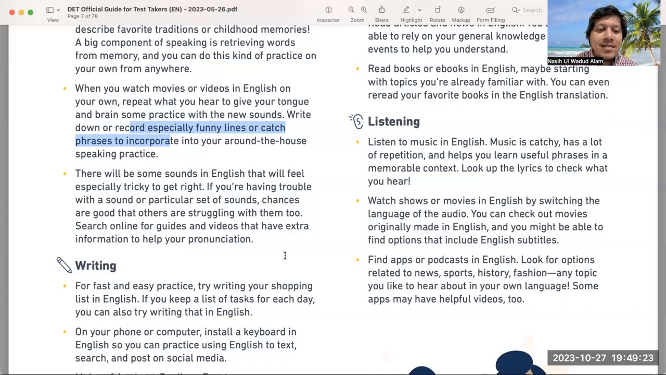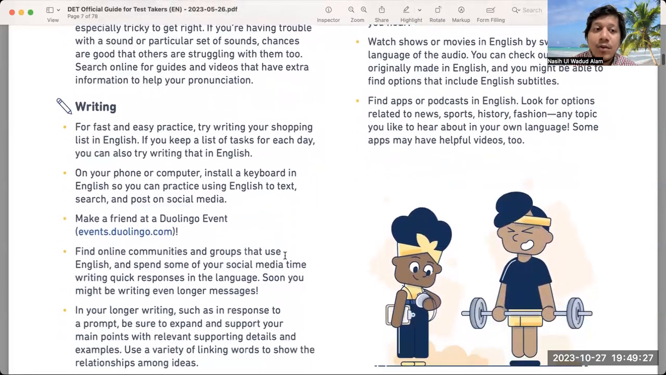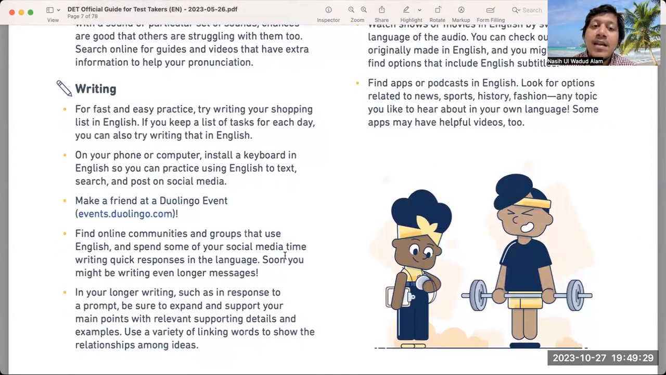Then let's see, how will you improve your writing? That is not easy. For fast and easy practice, try writing your shopping list in English. So what's your shopping list? Try your shopping list in English. If you keep a list of tasks for each day, you can try writing that in English. Let's say you have a to-do list.